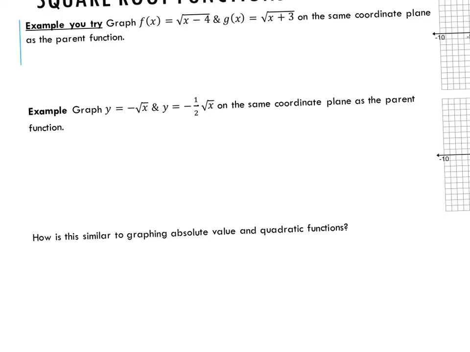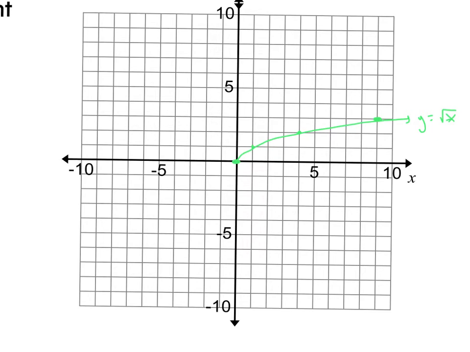So notice we're going to graph y equals the negative square root of x and y equals negative 1/2 square root of x on the same coordinate plane as the parent function. So the first thing we're going to do is plot the parent function, y equals square root of x. And we have our graph.